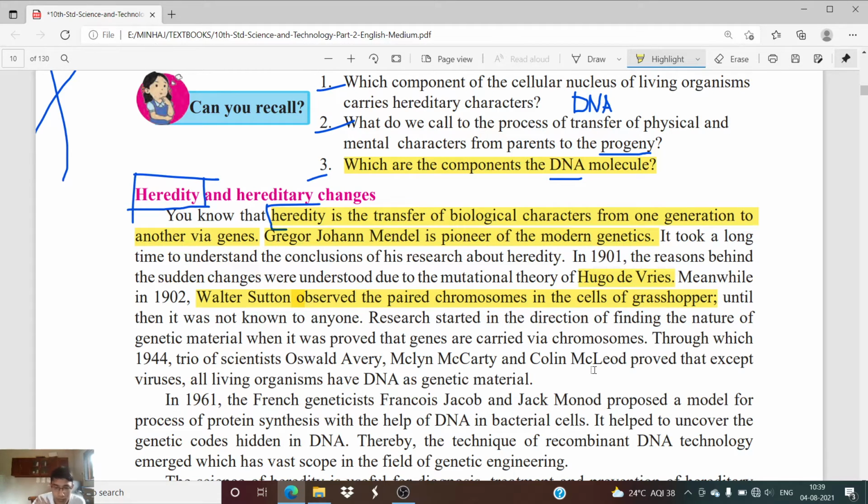Okay, sorry, those are the components present in the cells of a living organism. Until then it was not known to anyone. Before 1902, nobody knew about chromosomes. Research started in the direction of finding the nature of genetic material when it was proved that genes are carried via chromosomes.